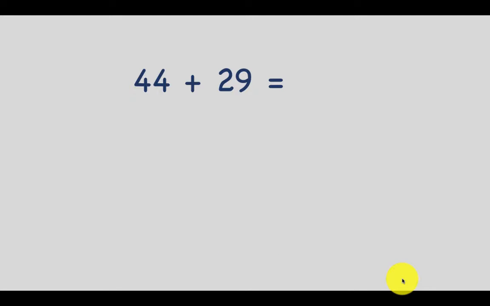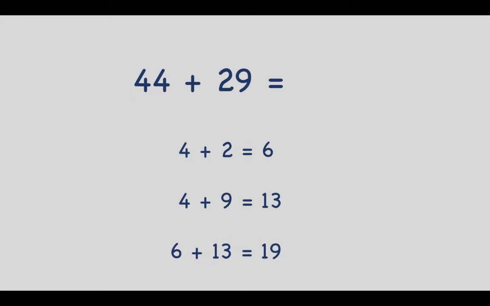It is critically important for students to handle place value units correctly in both their work and their language. For example, a student may explain that they added 4 and 2 and got 6. We can point out the problem with this language by following through on the computation. 4 plus 2 equals 6. 4 plus 9 equals 13. And 6 plus 13 equals 19. However, 44 plus 29 clearly does not equal 19.